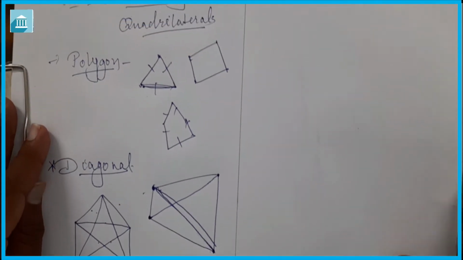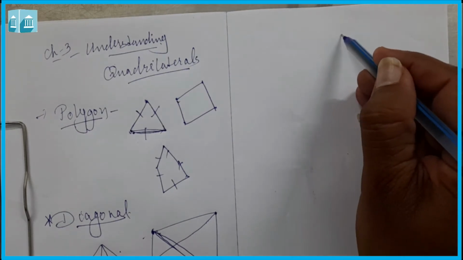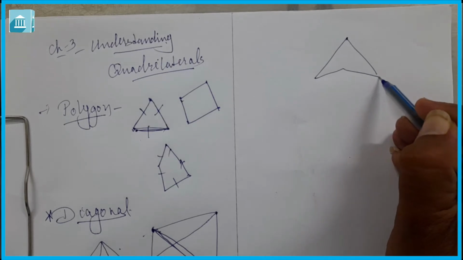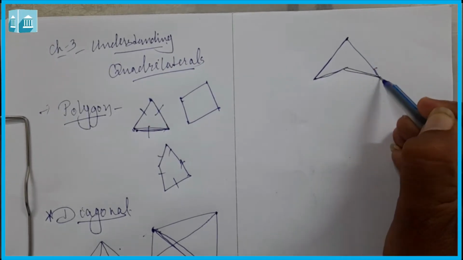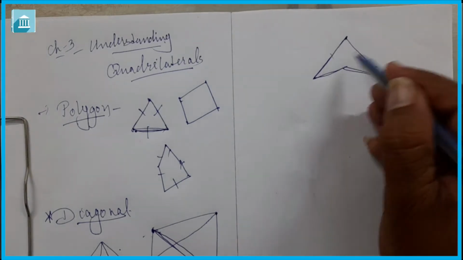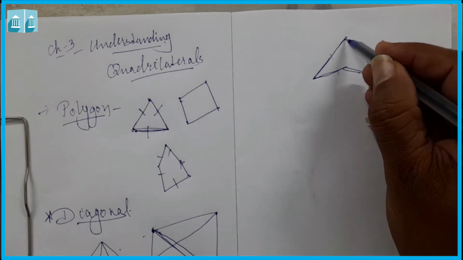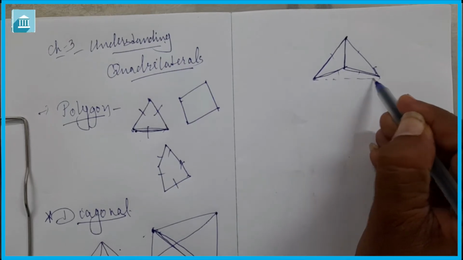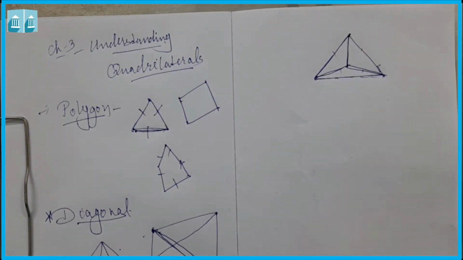Now let us see this figure. This is also 1, 2, 3, 4 sides, so it is also a quadrilateral. Do they have diagonals? Yes, it also has diagonals. This is one of the diagonals and this is another diagonal. So in this way, this also has diagonals.